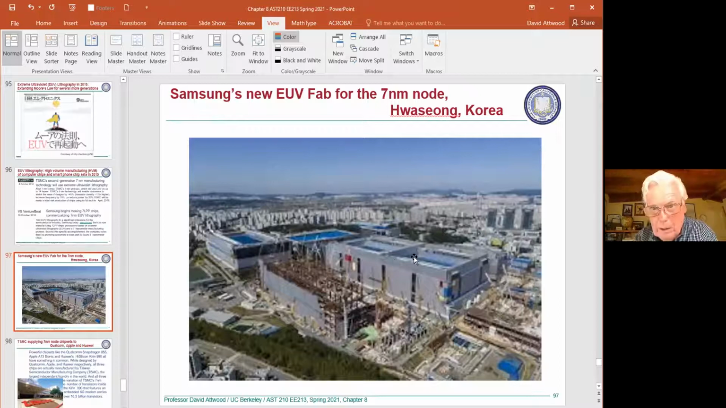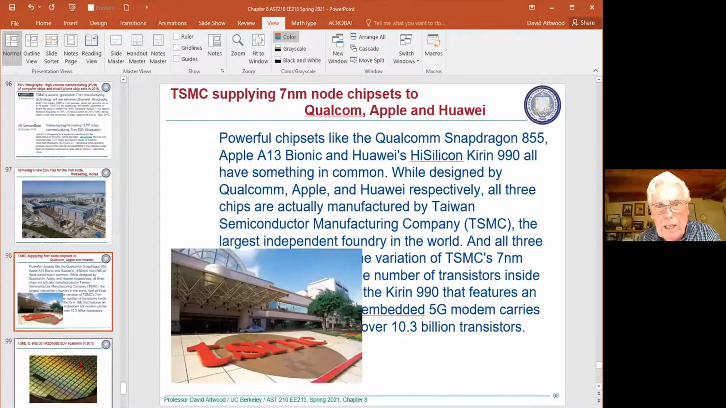It's like $20 billion to build one of these factories. And they're building them both in Korea for Samsung, who makes its own chips and uses them in their own phones and their own pads, and also for TSMC, the same thing, making these same investments.